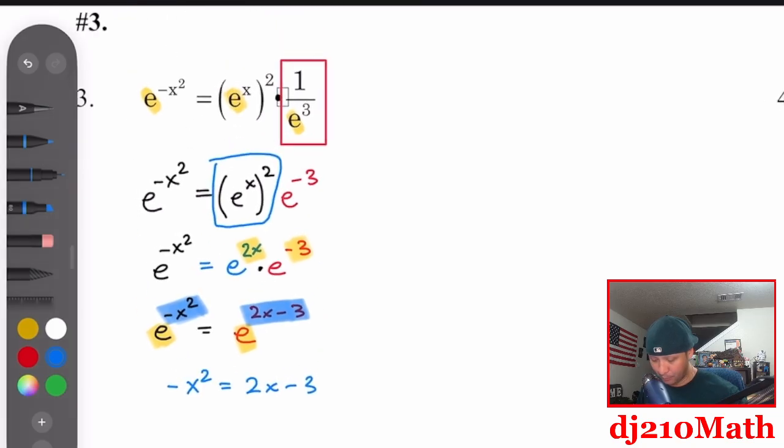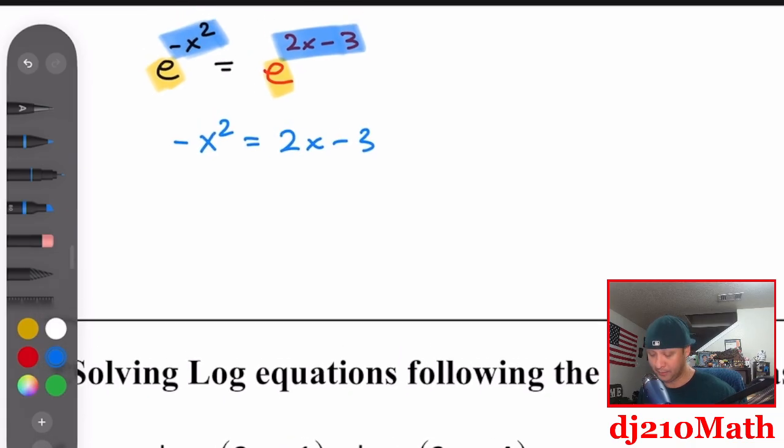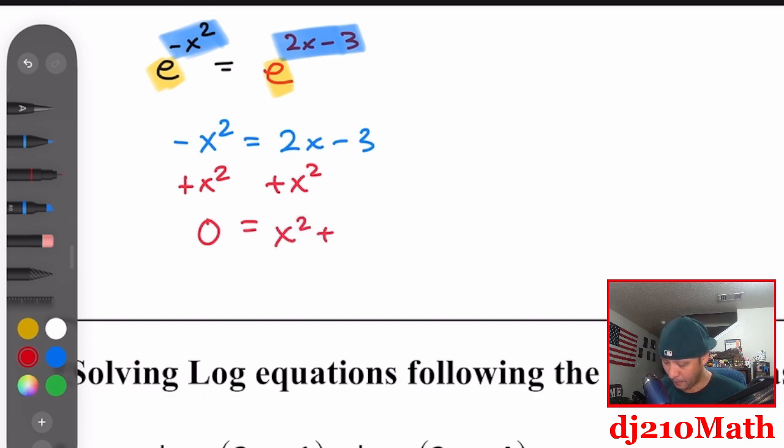Okay, now we have a brand new problem. We need to figure out what is x. All right, this is a quadratic. So this is why we learn quadratics first. I'm going to move the negative x squared to the right. So plus x squared, plus x squared. So on the left, we have 0. On the right, we have x squared plus 2x minus 3. This is actually not that bad.